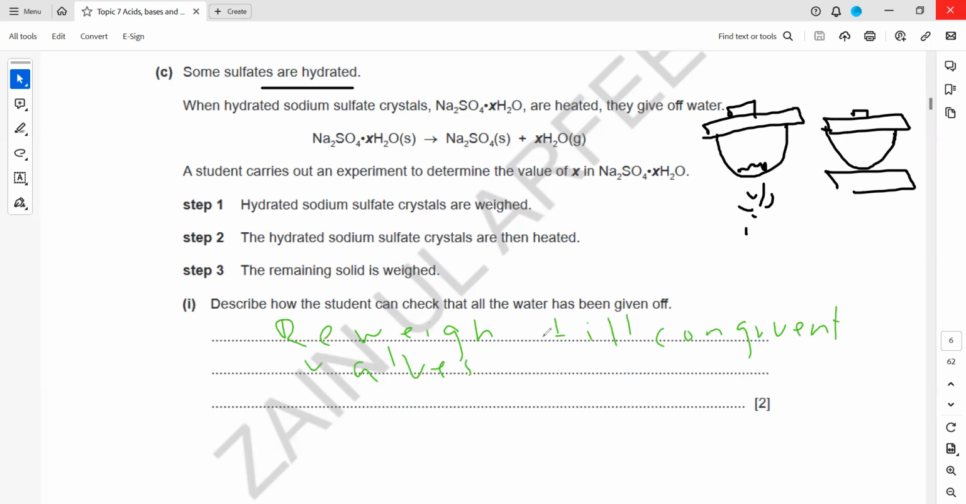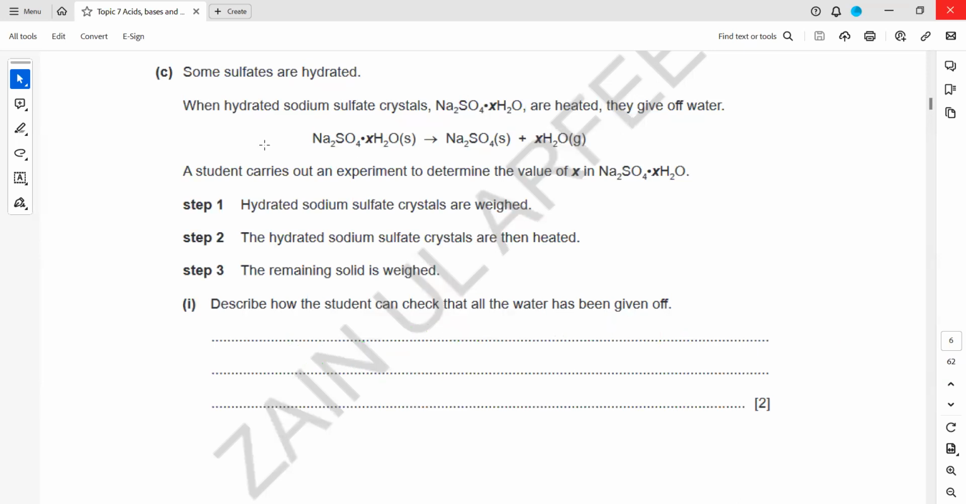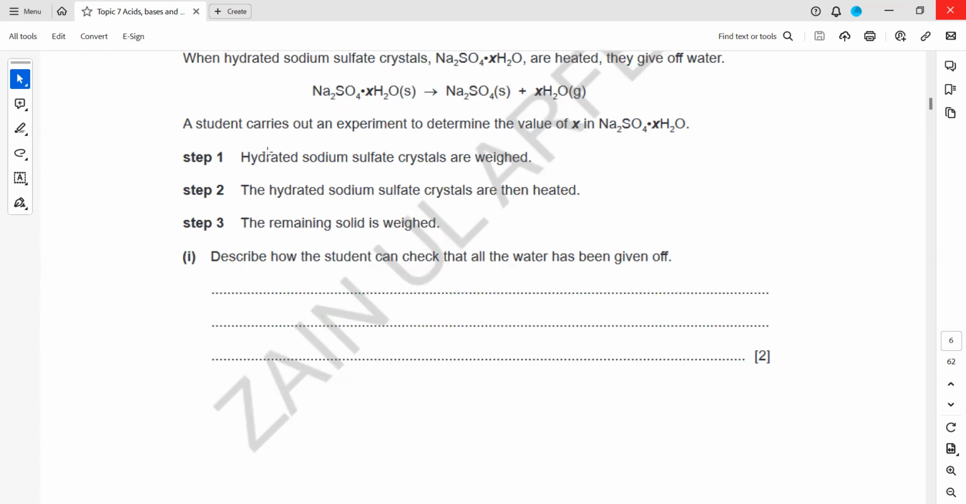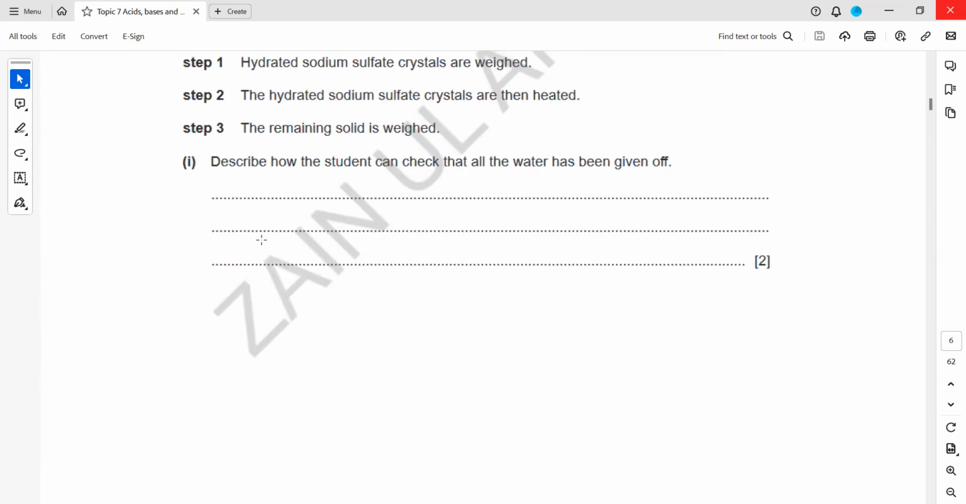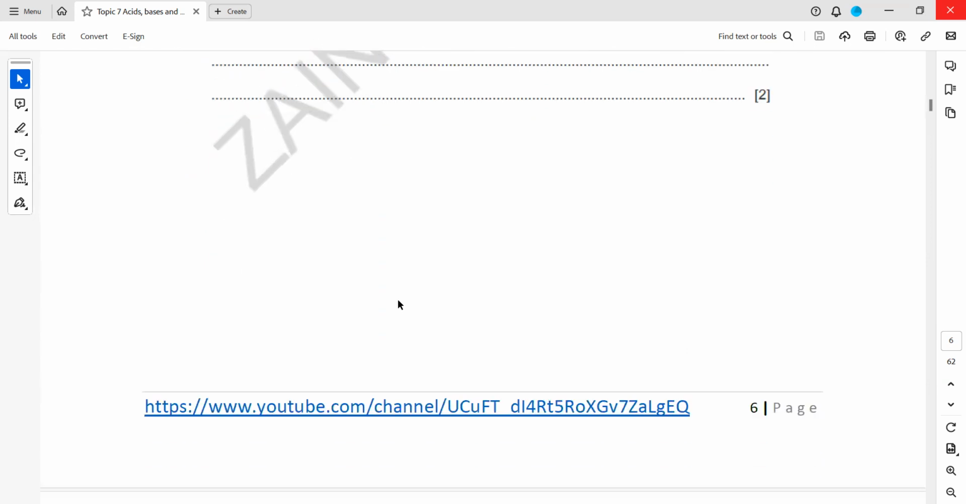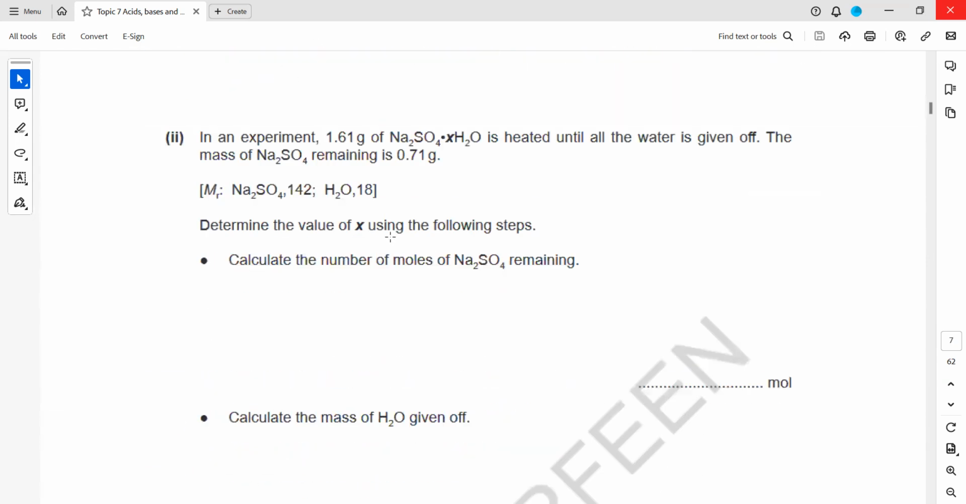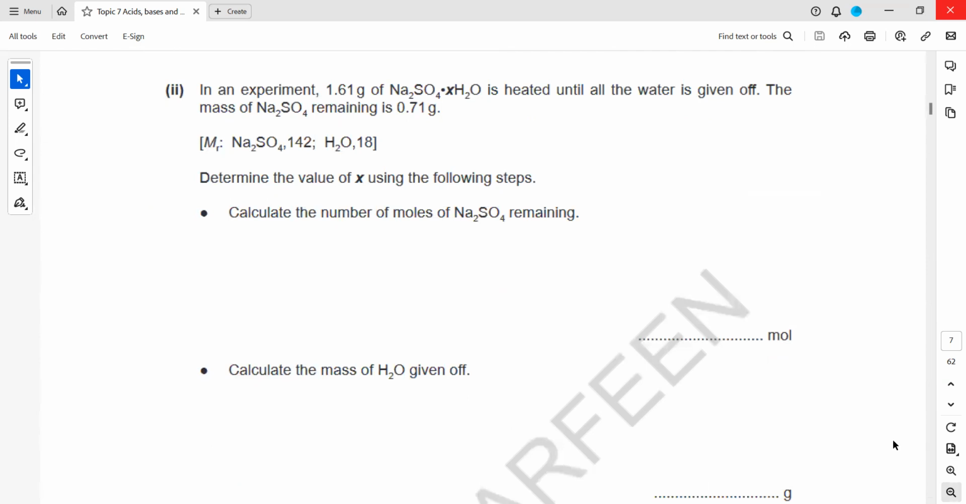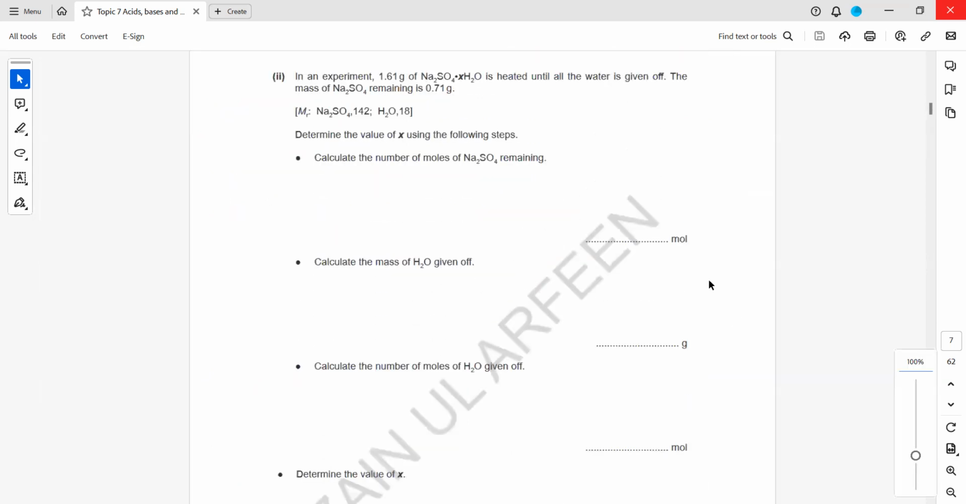Color change is not acceptable here, because this is a group 1 compound. Group 1 compounds are white solids. You cannot mention a color change. It is not copper sulfate, it is sodium sulfate. Copper sulfate is colored, but sodium sulfate is not, it's a white solid, so you cannot mention the color change also. They will not accept the color change.